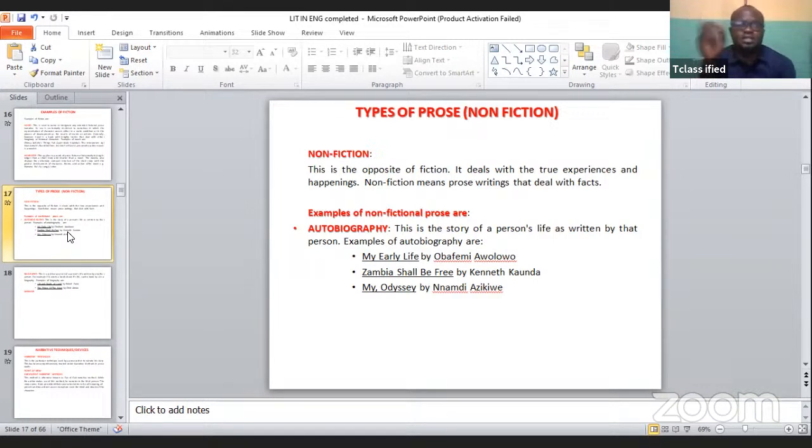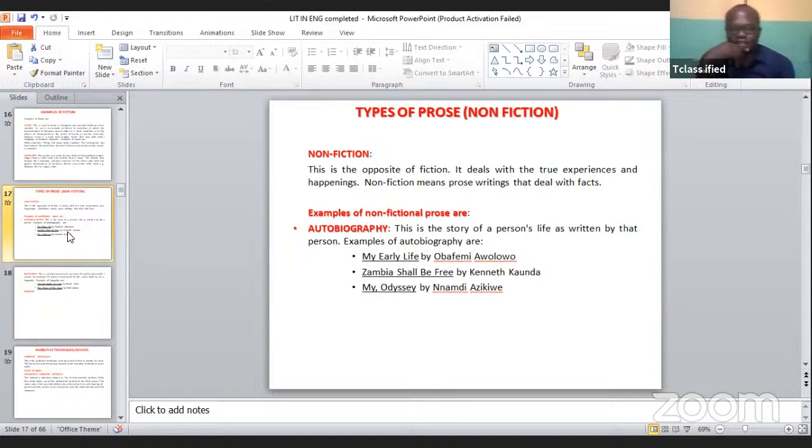Okay, so let's look at other types known as non-fiction. We've looked at fiction. Let's look at non-fiction. So non-fiction is the opposite of fiction, and it simply deals with true experiences and happenings. So when you talk about non-fiction, they are telling you about what actually happened. Every story is real. So non-fiction means prose writing that deals with facts.